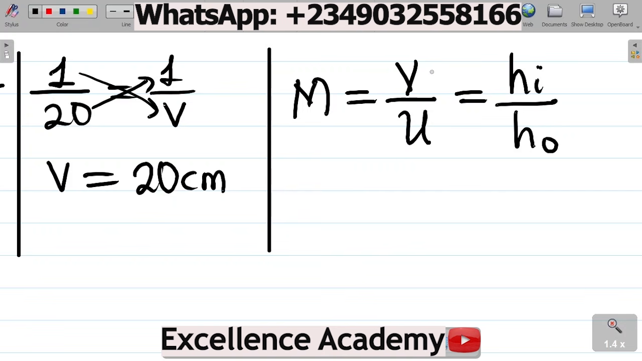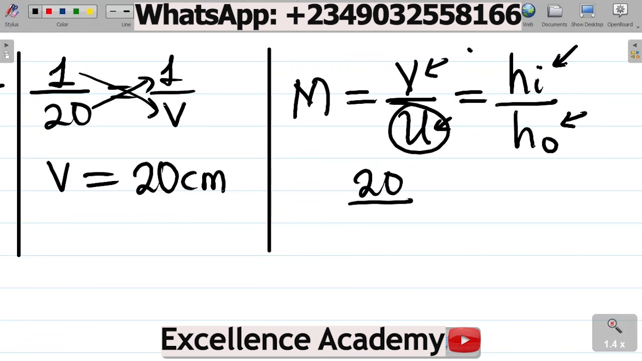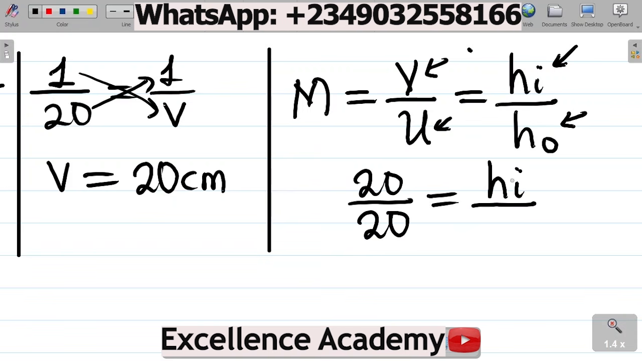So you want to take note that it's always image distance all over object distance, and it's equal to height of image all over height of object. Now with this, let's put in values. We've gotten the value of v as 20. That becomes 20 all over the value of u, which is the object distance. From the question, it was given as 20. So this is equal to height of image, unknown, all over the height of the object.